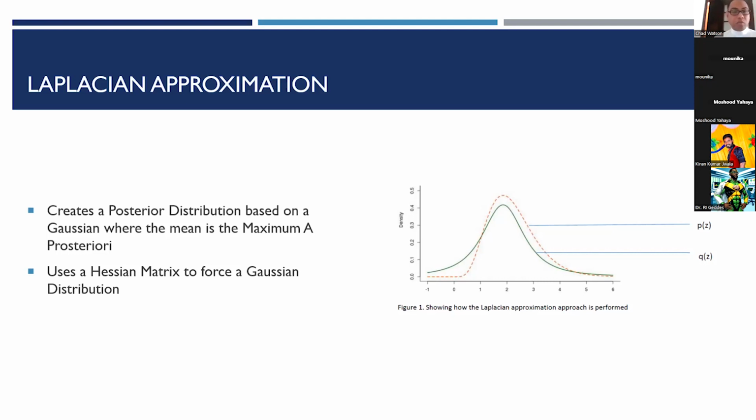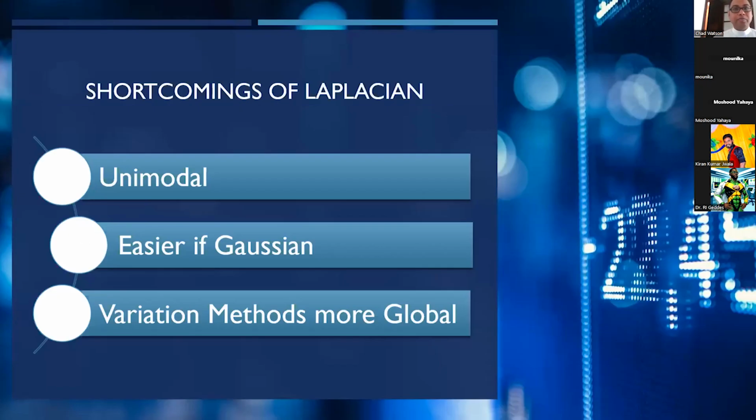So this is in theory what I did. I know I'm using a Laplacian, so what are my shortcomings? Unimodal. In order to fit a Laplacian approximation, it needs to be a unimodal model, which I mentioned already: a model that has one peak. It's obviously easier if it's Gaussian, because if I'm force fitting a Gaussian to a Gaussian, it's more or less a fit, so that's going to be nice. Variational methods for more global. Which is what we're doing: we're actually using a variational method for more global.